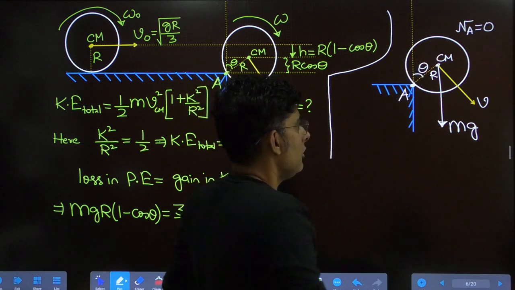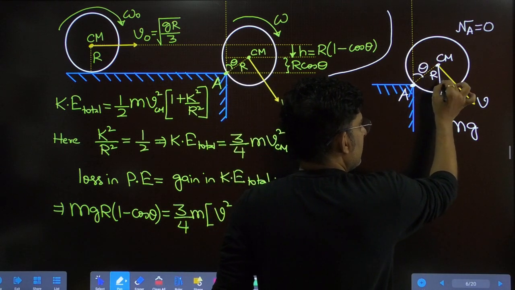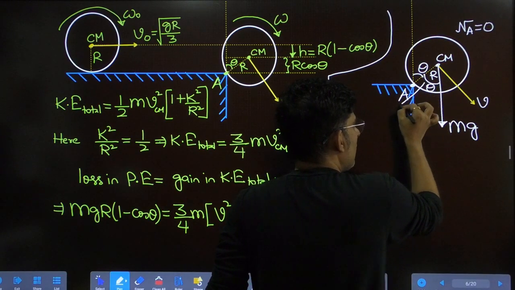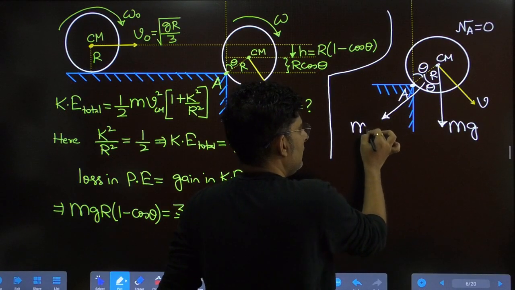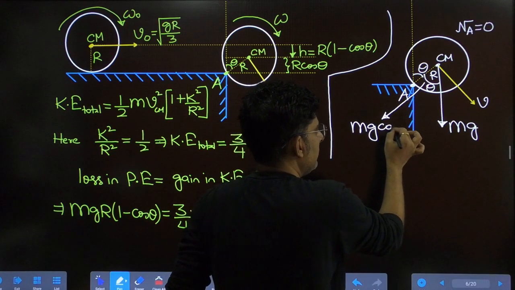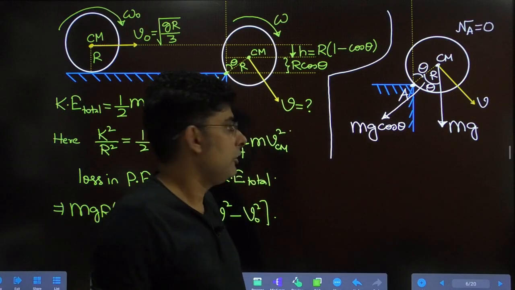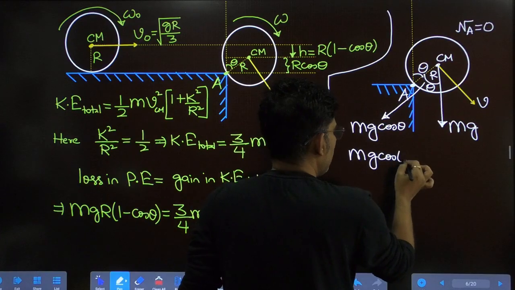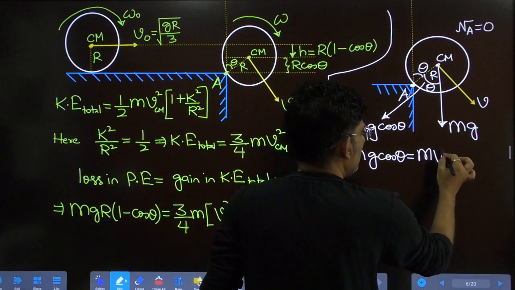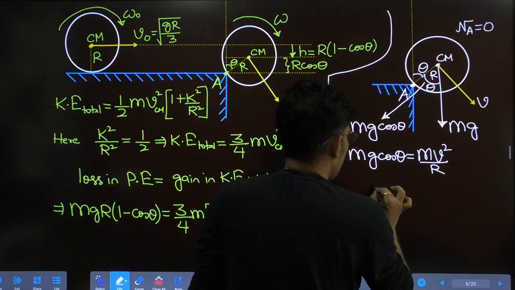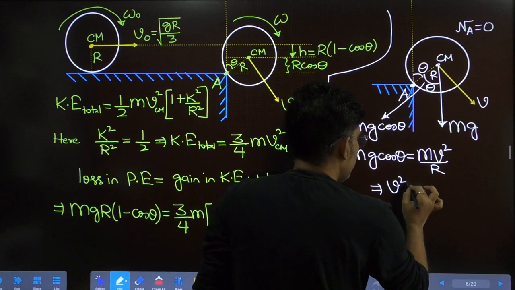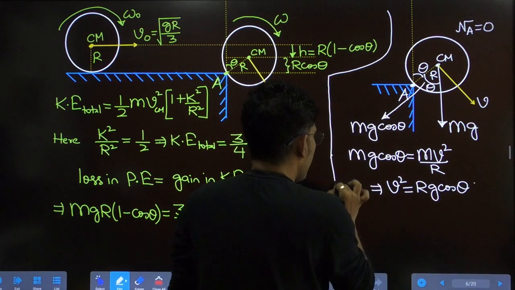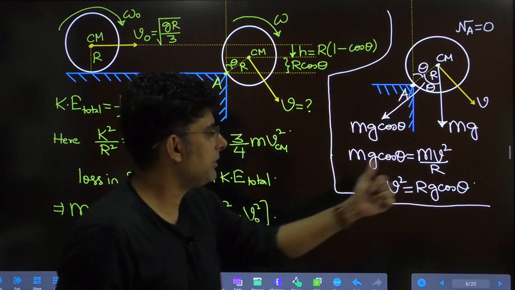The normal reaction becomes 0. So you can see that there is a component. If this angle is theta, this will be theta, and this angle will also be theta. So there is a component of mg acting radially inwards, which is mg cos theta. So mg cos theta provides the centripetal force, so it equals m v squared upon R. So we can substitute v squared in place of Rg cos theta.